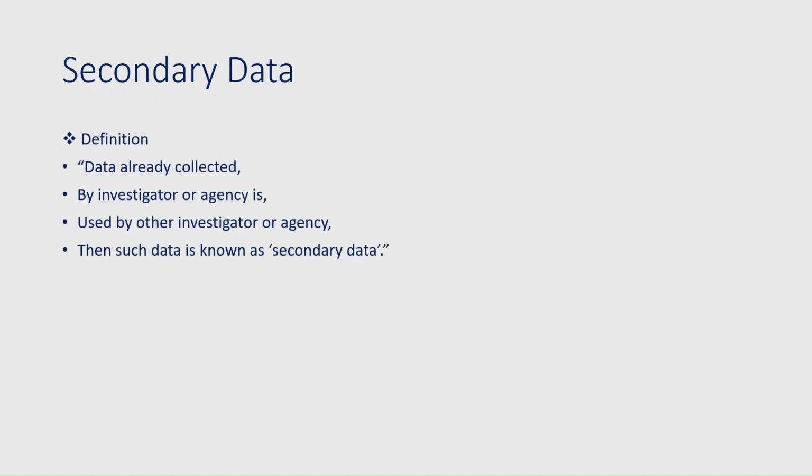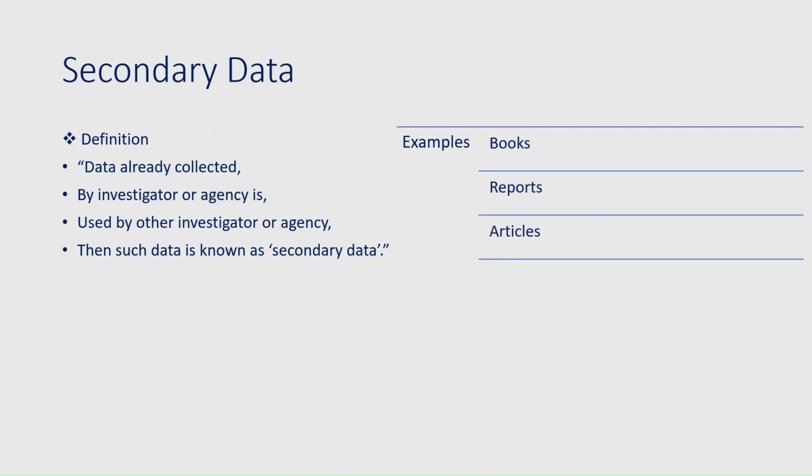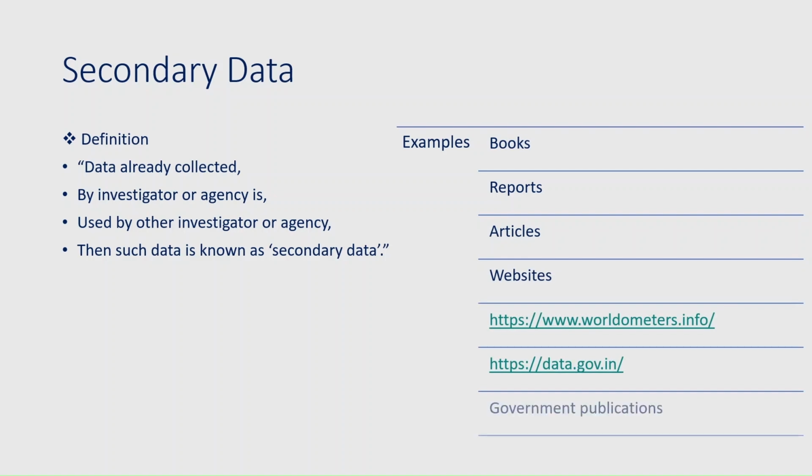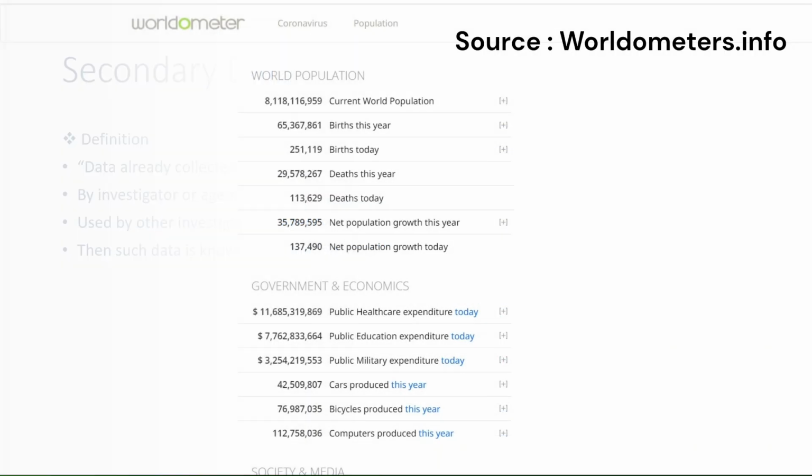Now moving on to the last topic of the video, secondary data. Data which is already collected by an investigator or agency is used by another investigator or agency, then such data is known as secondary data. This data is already available, so the researcher or investigator can collect this data from books, reports, articles, websites, and government publications.